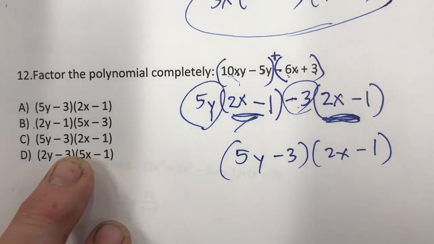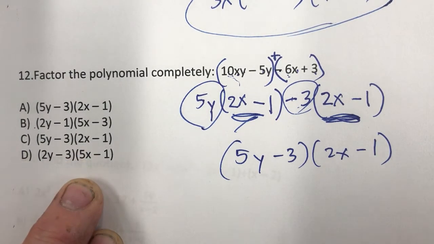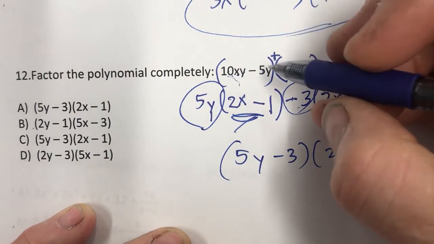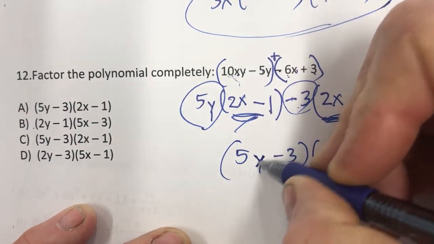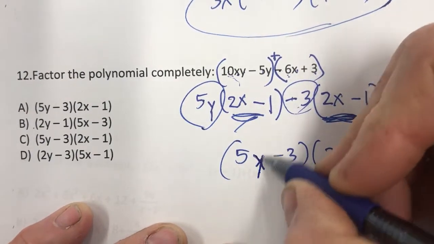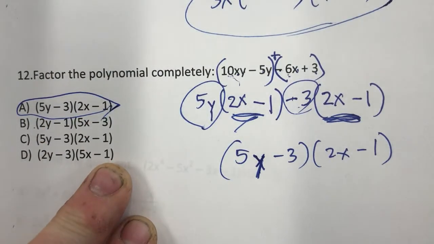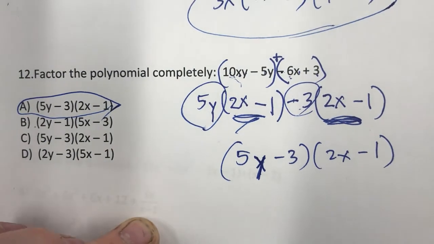All right, so okay, I made a mistake here. This should have been x. No, that's right. No, that's right. 5y minus 3, 2x minus 1. There it is, 8. I thought I made a mistake, but I didn't. All right, good deal.